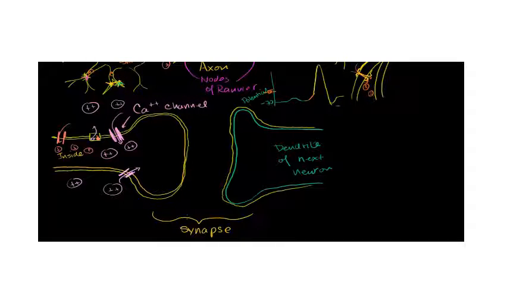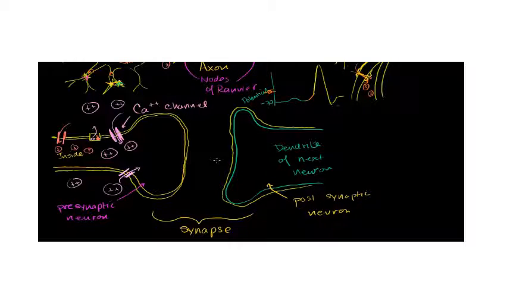And this neuron right here is called the presynaptic neuron. So let me write that down. It's good to have a little terminology under our belt. Presynaptic neuron. This is the postsynaptic neuron. And the space between the two neurons, between this axon and this dendrite, this is called the synaptic cleft. Synaptic cleft.